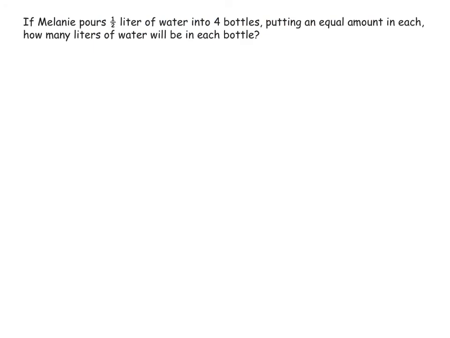Problem number 3. If Melanie pours half a liter of water into 4 bottles, putting an equal amount in each, how many liters of water will be in each bottle? So, number of liters in one bottle. So I know I have a half a liter into 4 bottles. So this must be my total. And it says putting an equal amount in each.